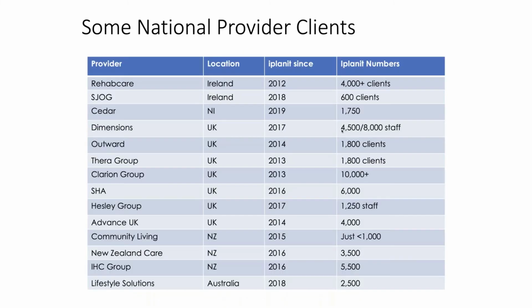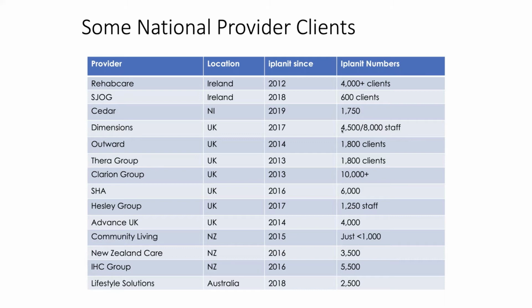So just to give you an idea, this is some of the national provider clients we have in the UK, where I'm talking from, and in Ireland, New Zealand, and Australia. This is just a selection, just to show you that iPlanet can support a lot of people. Now, if you look on the provider side, you might be familiar with some of these, you might not. But each one of these has their own iPlanet, basically. They have all configured their iPlanet to reflect their processes and successfully launched it across their organization.